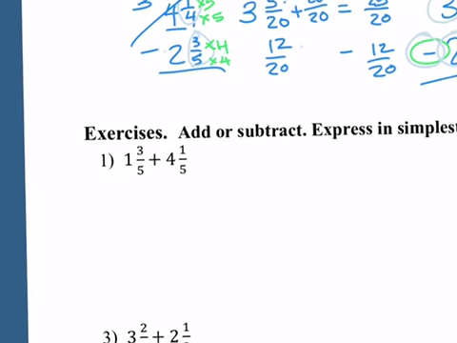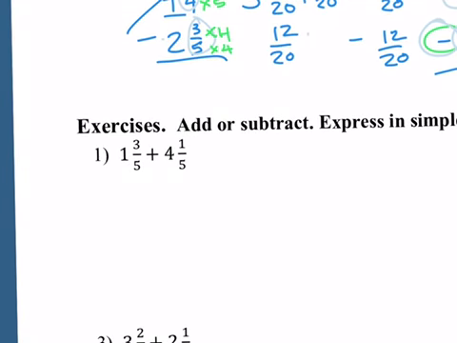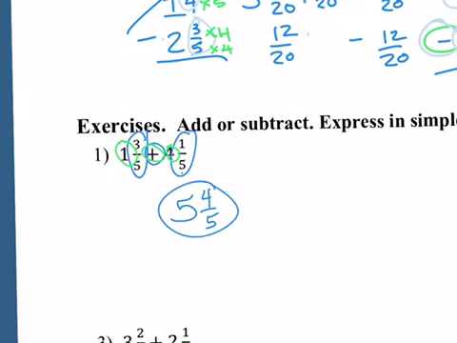The exercises, number 1, 1 3/5 plus 4 1/5. My denominators match, so I'm going to add these first. 3 and 1 gives me 4/5. Then my whole numbers give me 5. 5 and 4/5.